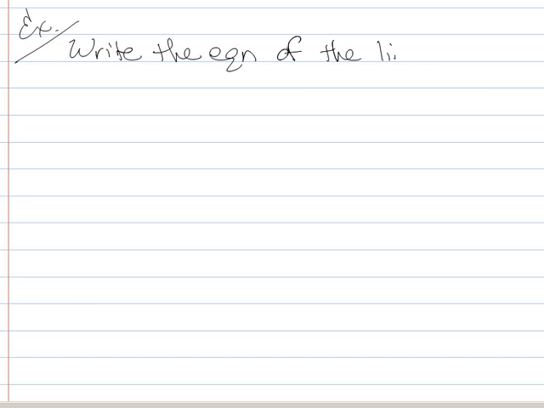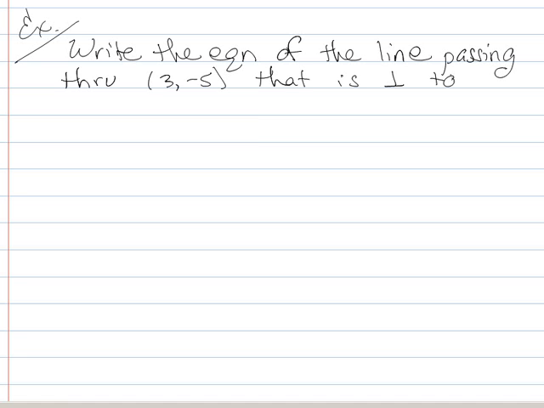So let's look at a couple of examples here. Say we've got a problem. Let's see. Write the equation of the line passing through (3, -5) that is perpendicular to x plus 4y minus 8 equals 0.